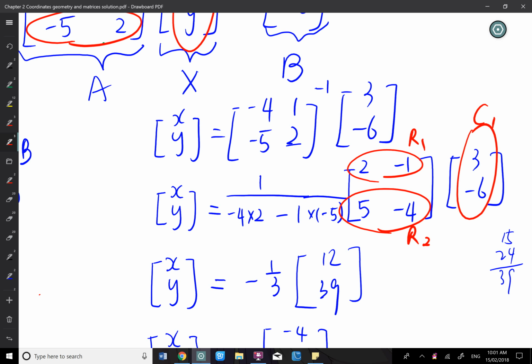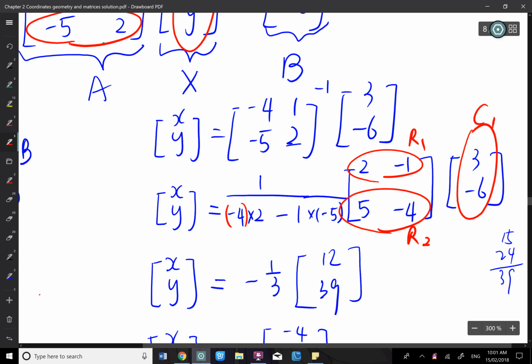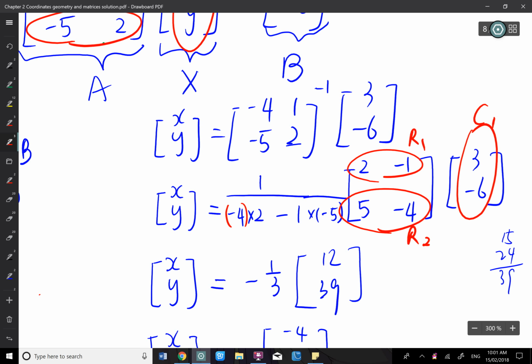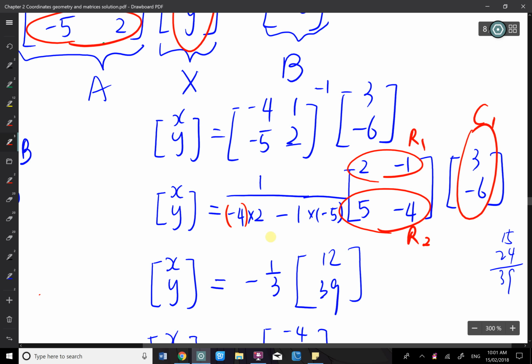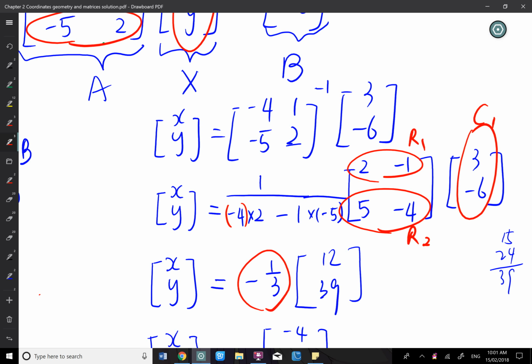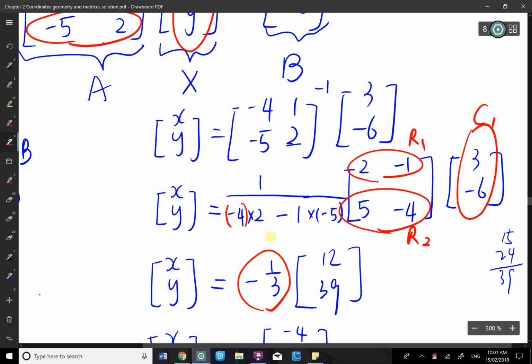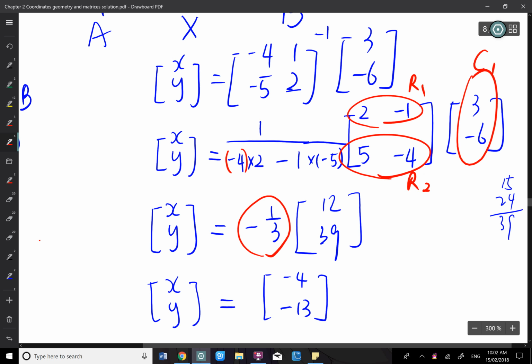So ad minus bc: minus 4 times 2 minus 1 times minus 5. That's minus 8 plus 5, which is minus 3, so minus a third. And then swap minus 4 and 2, and negate the other 2 values. We'll have that, and then times 3 and negative 6. I will ignore the negative a third first and just multiply the other 2 matrices together. You have 2 times 3 minus 1 times minus 6, that will give you 12. 5 times 3 is 15, 15 plus 24 gives you 39.